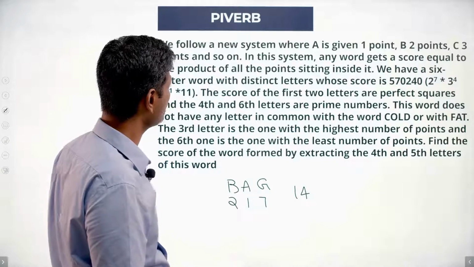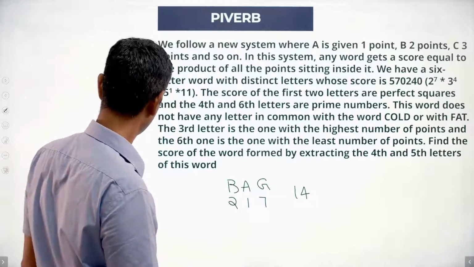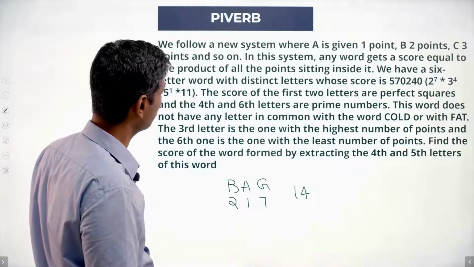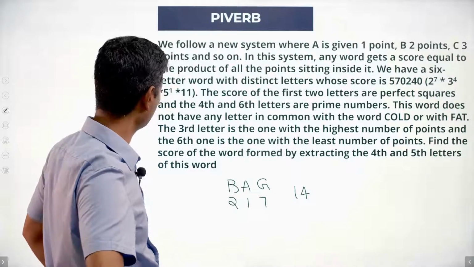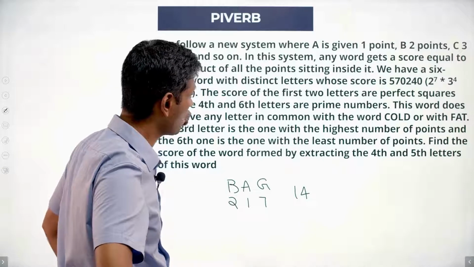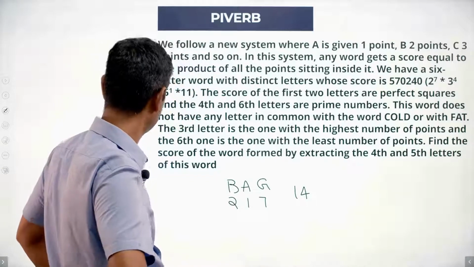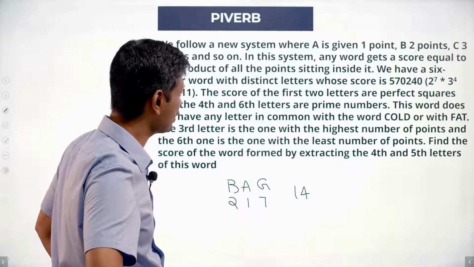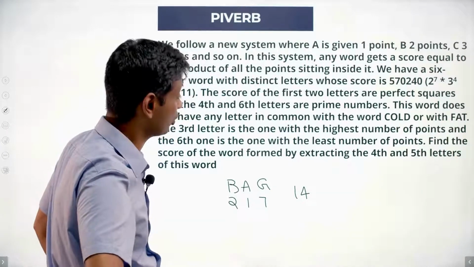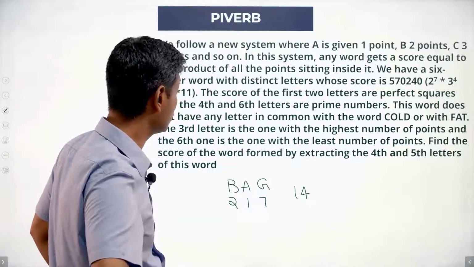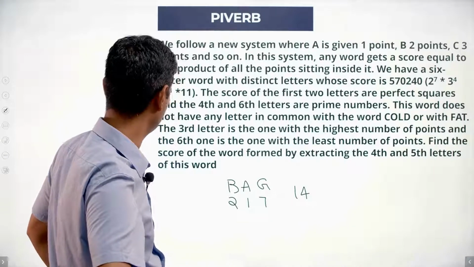The score of the first 2 letters are perfect squares, and the 4th and 6th letters are prime numbers. This word does not have any letter in common with cold or with fat. The 3rd letter is the one with the highest number of points, and the 6th one with the least number of points. Find the score of the word formed by extracting the 4th and 5th letters of this word.